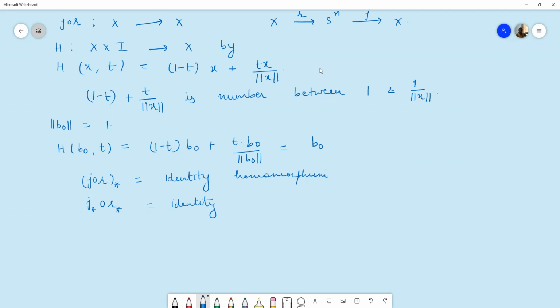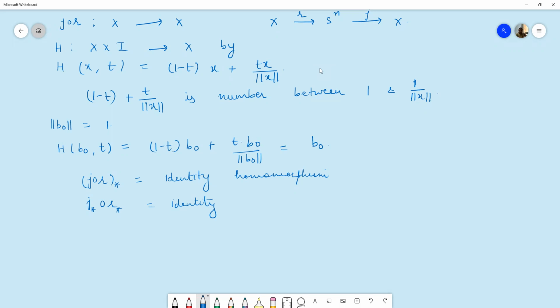In this lemma, in this theorem, we have proved that J circle R is homotopic to the identity mapping. And during the homotopy, the point B naught remains fixed. Basically, not only point B naught, but all the points of the sphere Sn are fixed during this homotopy, because if we take any point on the sphere Sn, then that point has norm equal to 1, and for that point the image H of that point at T will be the same point. So basically here we are proving that J circle R, which is actually a mapping from Rn plus 1 minus 0 to Rn plus 1 minus 0 itself.